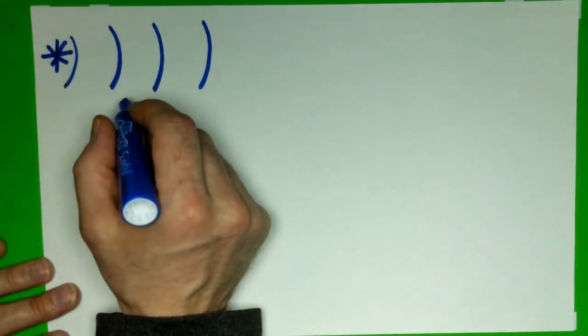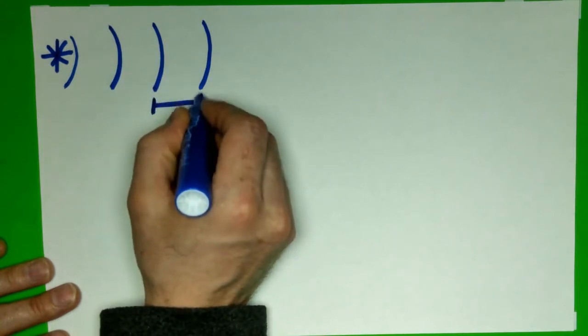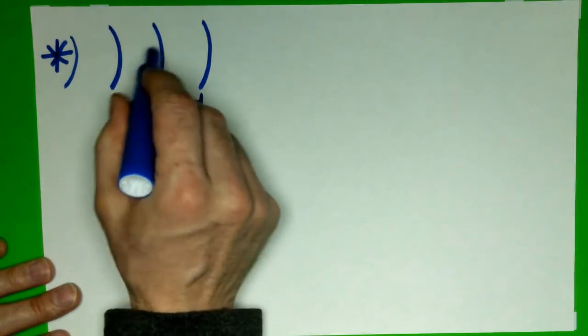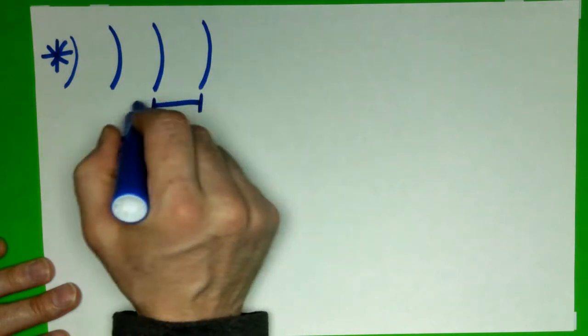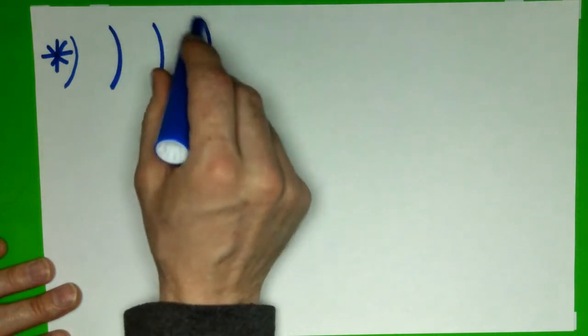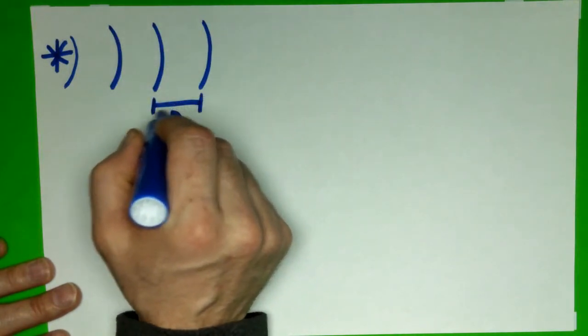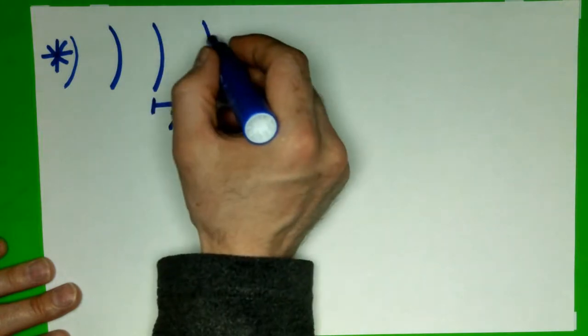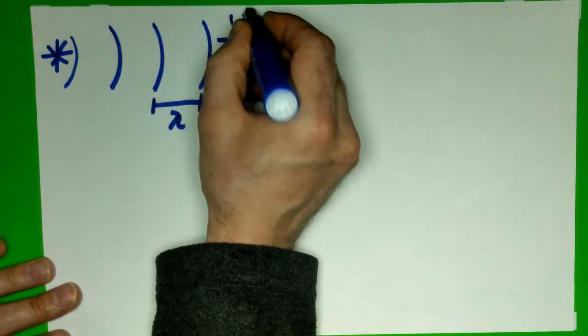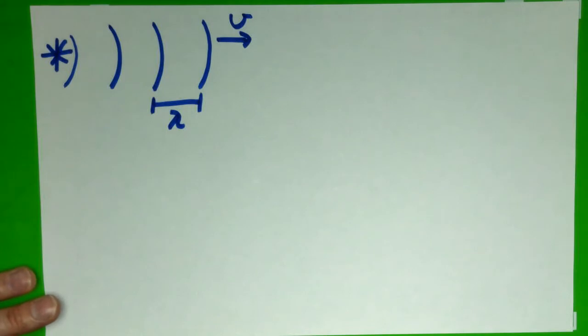Now these waves have a wavelength. We could measure them. We can look at the molecules of air, and we can measure how far apart these compressed regions are to see their wavelength. And we know that they're traveling at a speed v in air.